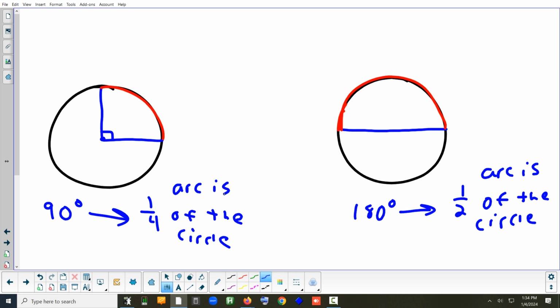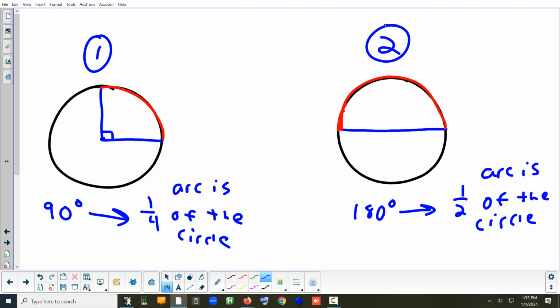Okay, so let's look at these two pictures. What happened to the size of the angle in picture 1 compared to picture 2? The size doubled. The size of the angle doubled. It went from 90 to 180. Now I want to look at the size of the arc. What happened to the size of the arc in picture 1 compared to picture 2? It also doubled.